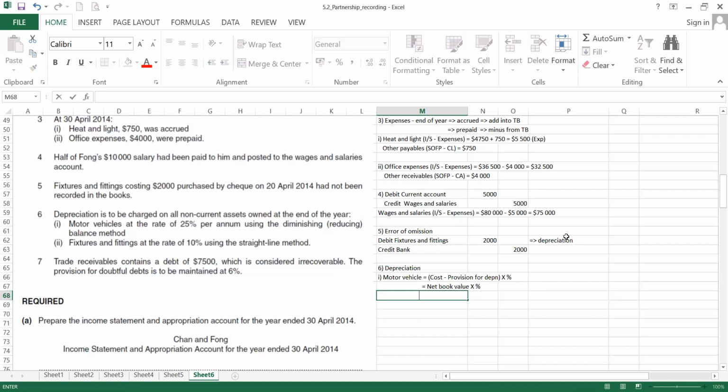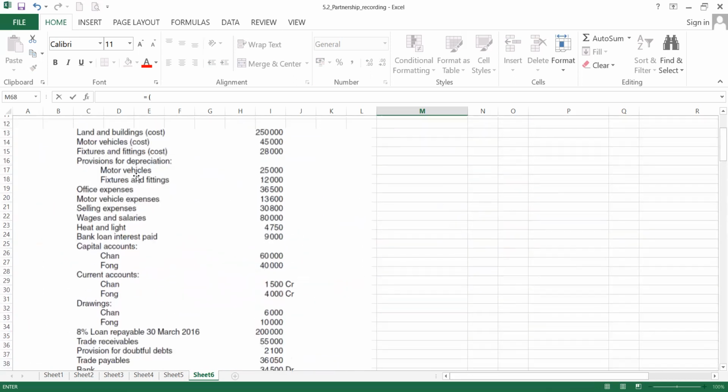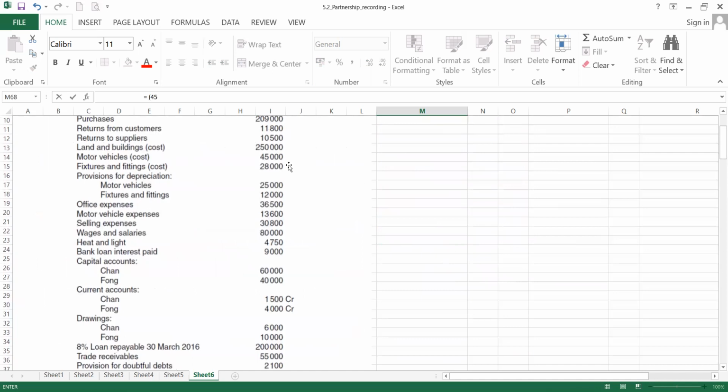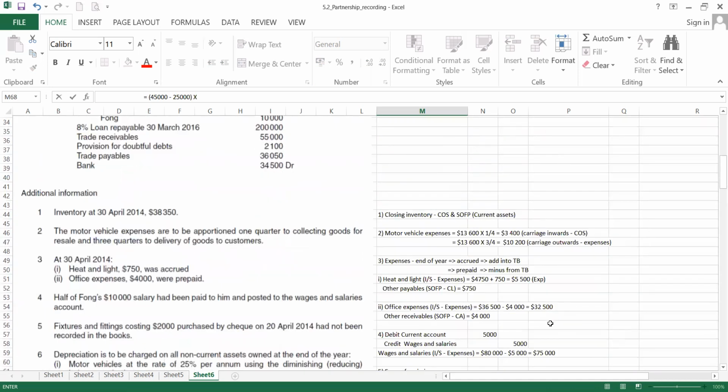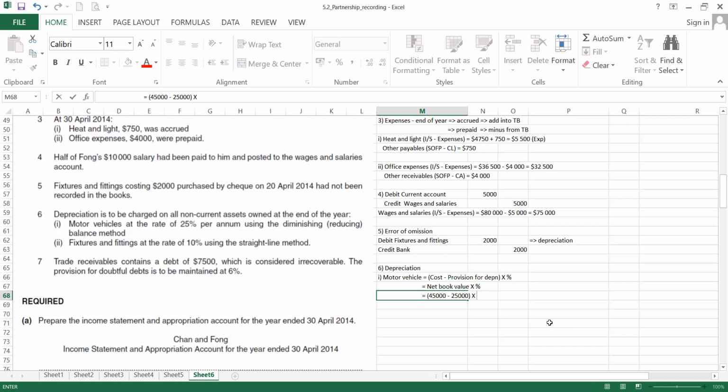So now we calculate the amount. What's the cost for the motor vehicle? Okay, motor vehicle cost is 45,000. And the provision for motor vehicle depreciation is 25,000. So we take this net book value amount times the percentage. The percentage given is 25%. So now we calculate: 45,000 minus 25,000 times the 25%. So this is 5,000.